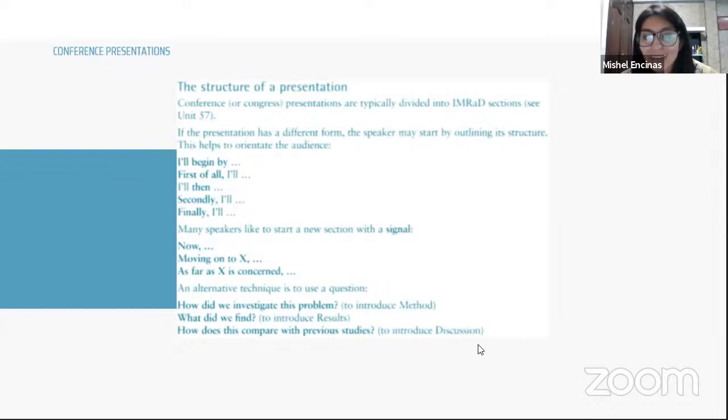To introduce discussion. So you can answer that saying, we can compare with a previous study, saying that these results are pretty much alike the results of, and you can introduce the result you found before. Okay, those are a little bit of outlines that can help to make your conference presentations.